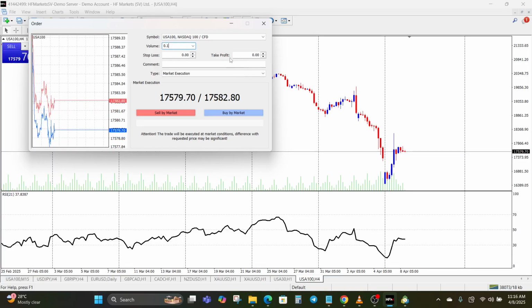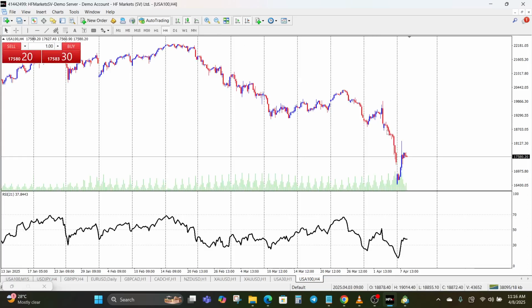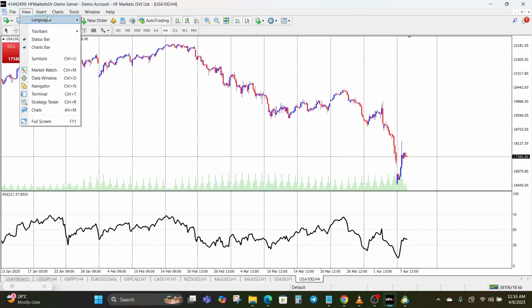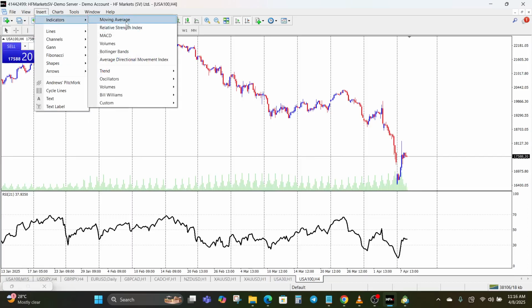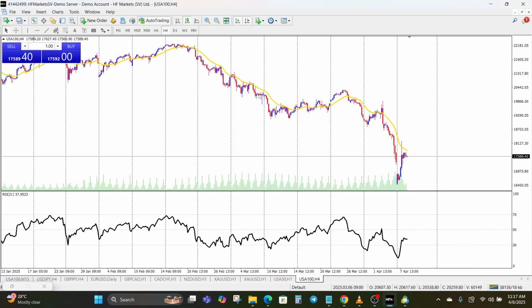Once you have set the volume, you must have done your analysis already. Obviously, you have to do your analysis first. So we're going to be working with price action, strictly price action, and the RSI. But you can also add a moving average for confirmation of trend direction. You can use the 20 period or 50 period, depending on the time frame that you're working on.